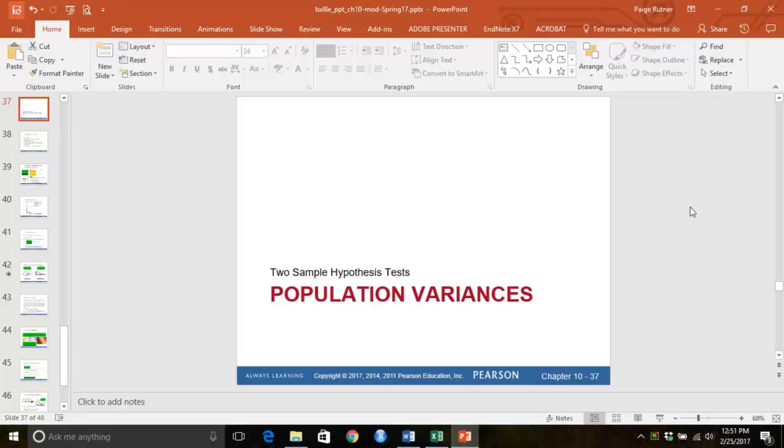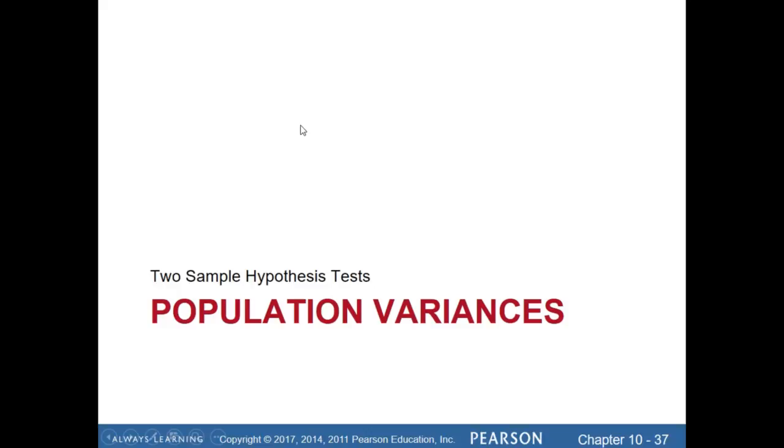This is the video walkthrough for the two sample hypothesis test where we're comparing population variances. Just to refresh your memory and make sure that we're all up to speed on what we're talking about, remember that variance is a statistical measure that assesses how the values in a sample or in a population vary about their mean. So how dispersed they are or how close they are to the mean. So it's capturing something other than that central tendency.